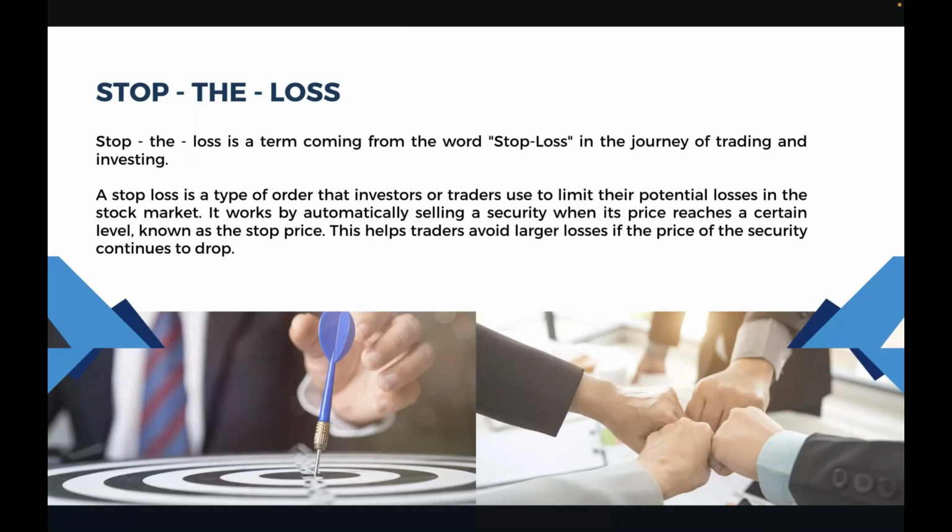Okay, so a stop loss is a type of order that traders and investors use to limit their potential losses in the stock market. It works by automatically selling a security when the price reaches a particular level. So this is just an order which is used by traders and investors to limit their potential losses.